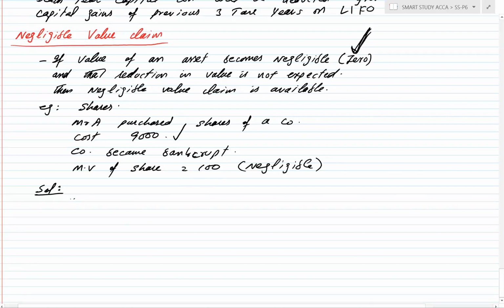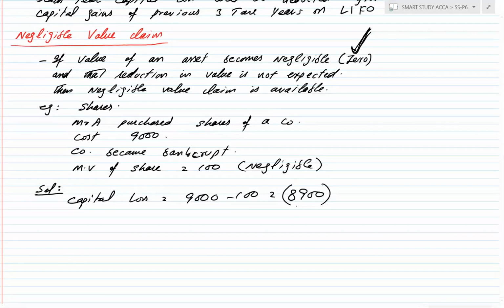Now, first of all, let's calculate the capital loss. What is the amount of capital loss? The asset which was purchased for 9,000 pounds is worth 100 pounds. So can you please calculate the capital loss? 9,000 minus 100 pounds, so it is 8,900 pounds. There is a capital loss of £8,900 and it gets the normal treatment of capital loss. It will be deducted from the capital gain of the current year and any remaining loss will be carried forward and deducted from capital gains of future years.